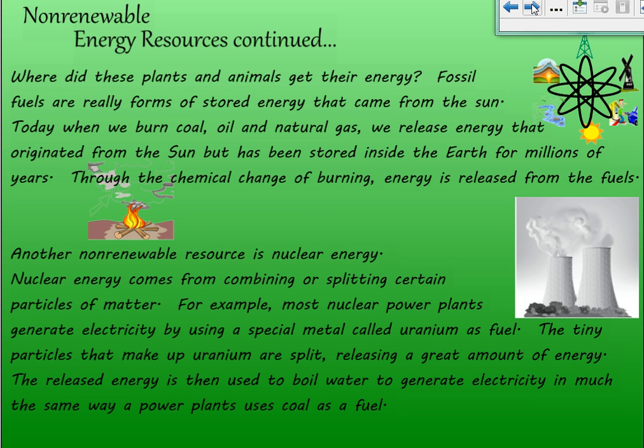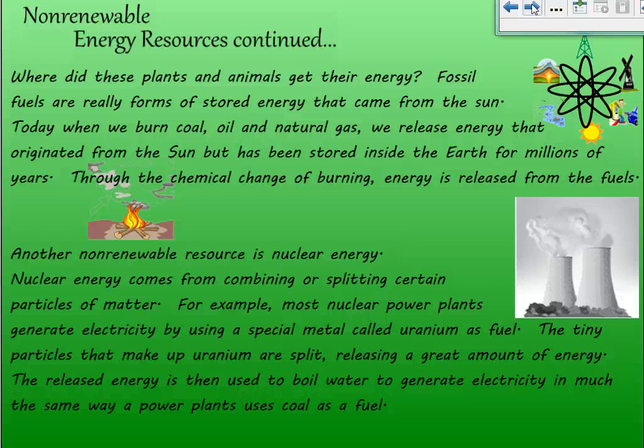Where do these plants and animals get their energy? Fossil fuels are really forms of stored energy that came from the sun. Today, when we burn coal, oil, and natural gas, we release energy that originated from the sun but has been stored inside the earth for millions of years. Through the chemical change of burning, energy is released from the fuels.